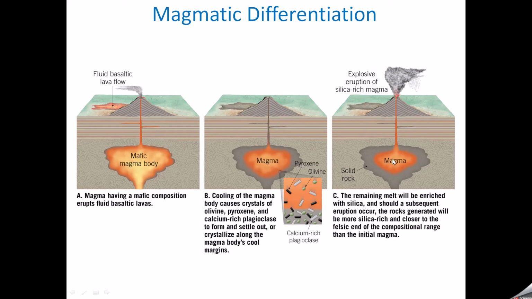So when eruption happens later, the extrusive magma will be silica-rich. That means it will be intermediate, andesitic, or acidic, felsic magma or granitic rocks. So at the first stage of the eruption we'll have basaltic lava, but in the later stages of eruption we'll have intermediate or granitic rocks at the same volcano but at different times. This is what we call magmatic differentiation.